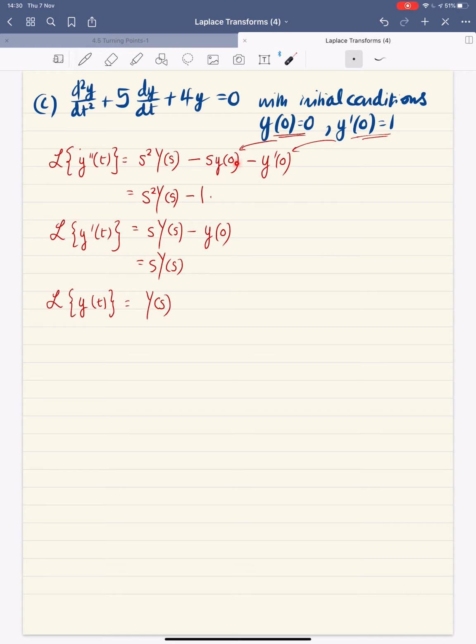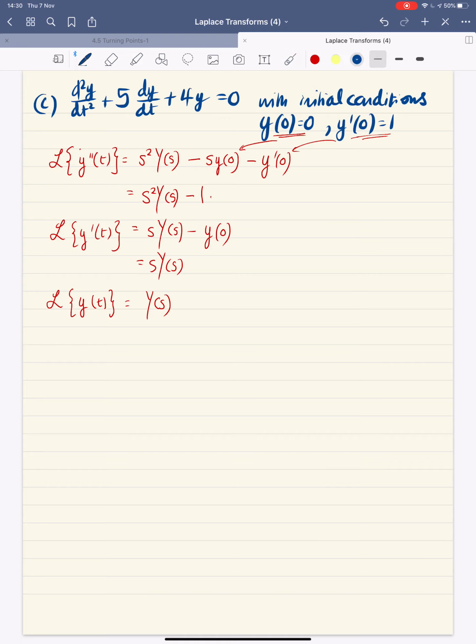Y of 0 is 0, so that bit's 0. Y dash 0 is 1, so this one is going to be a minus 1 in there. But this one, y of 0 is 0. So that's everything. That's the Laplace transform of the second derivative. That's on the first page, in the pink box. You must remember this, and that you should know.